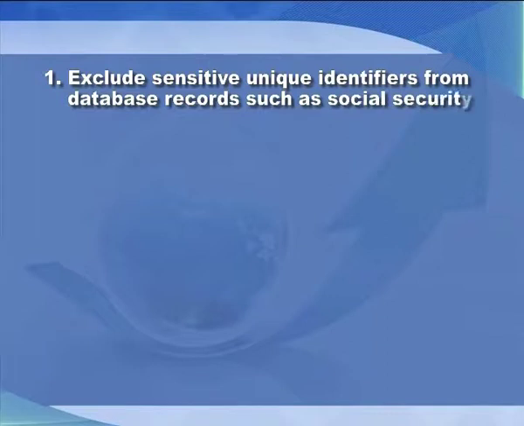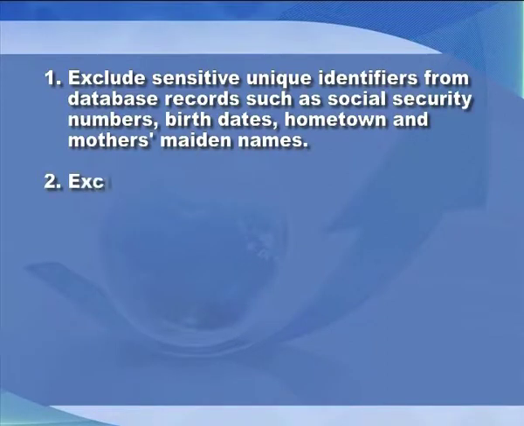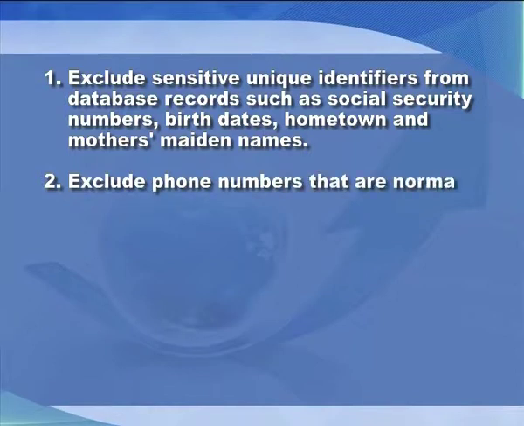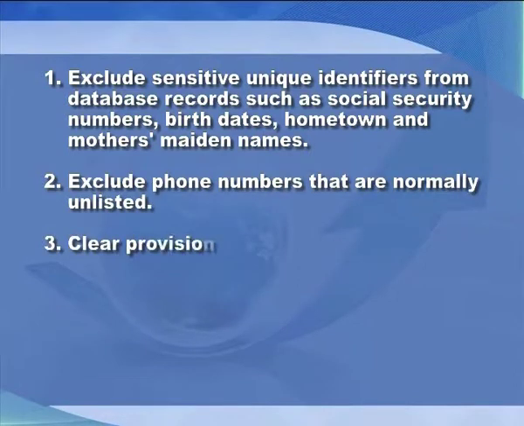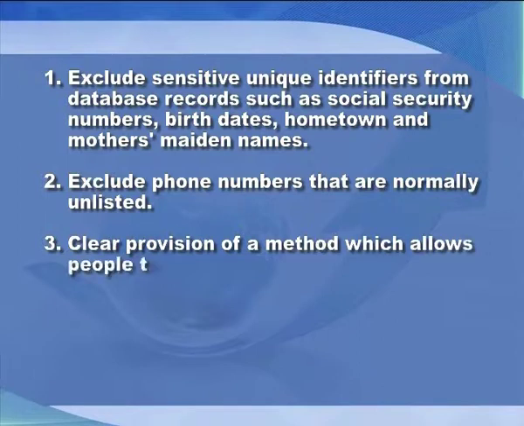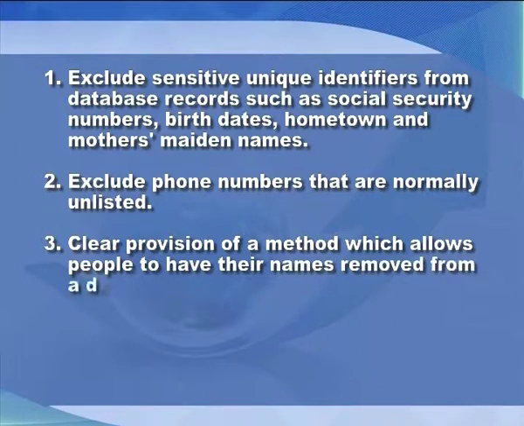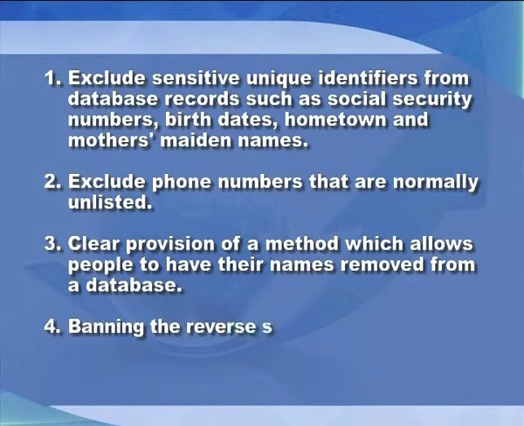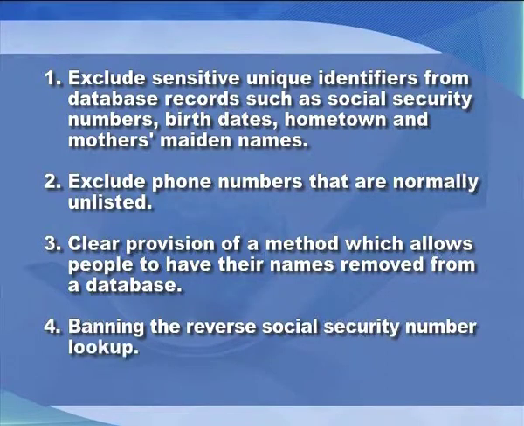1. Exclude sensitive unique identifiers from database records such as social security numbers, birth dates, hometown and mother's maiden names. 2. Exclude phone numbers that are normally unlisted. 3. Clear provision of a method which allows people to have their names removed from a database. 4. Banning the reverse social security number lookup.